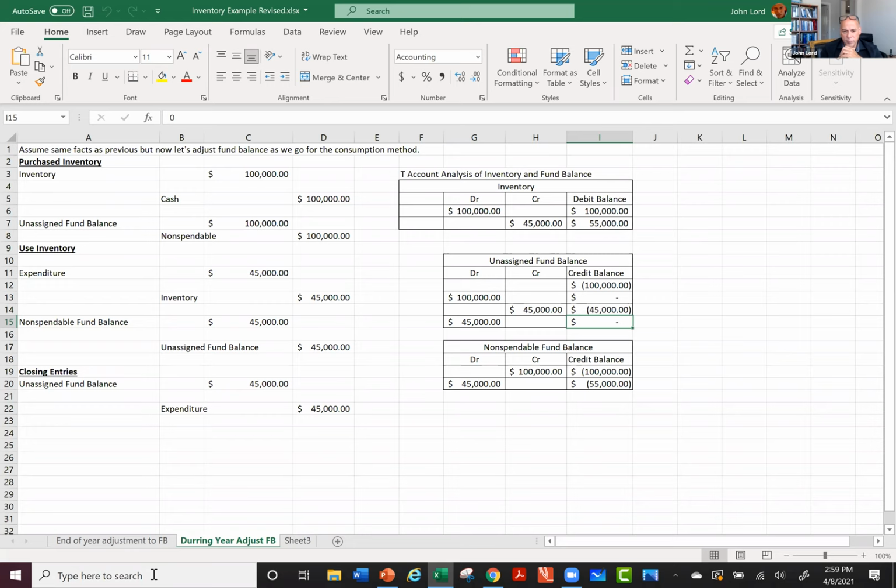Oh, okay. Yes, so if I purchased a long-term asset, there is no consumption method option, if you will, for long-term assets, because we always debit expenditure for long-term items. Okay, got it. Thank you.